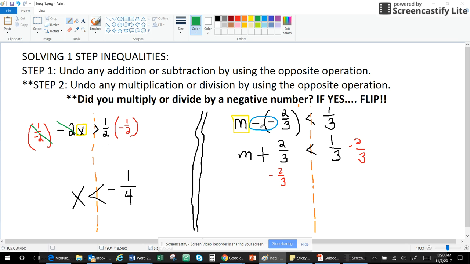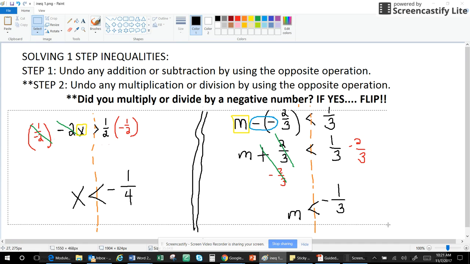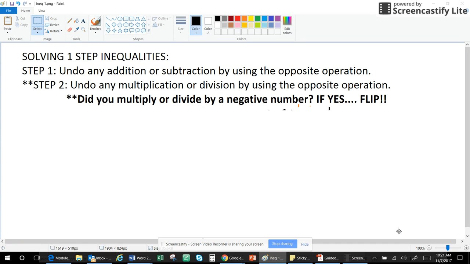These end up canceling. And we wind up with m less than 1 minus 2 is negative 1 over 3. So this is 1, or this is negative 1/3. So we wind up with m less than negative 1/3. No need to flip the inequality because we did not multiply or divide by a negative number. All right, move on to the next one.